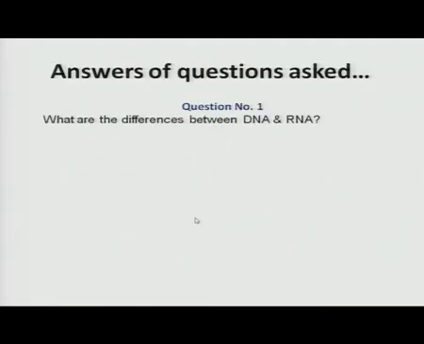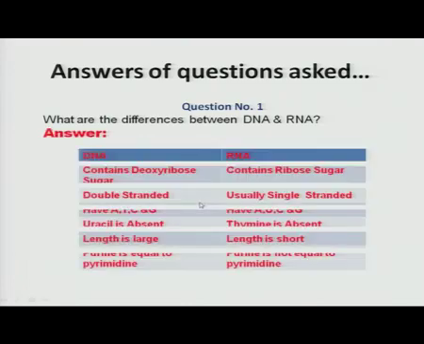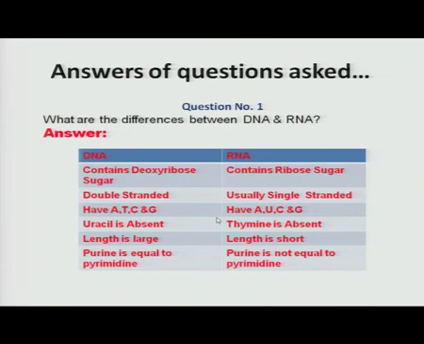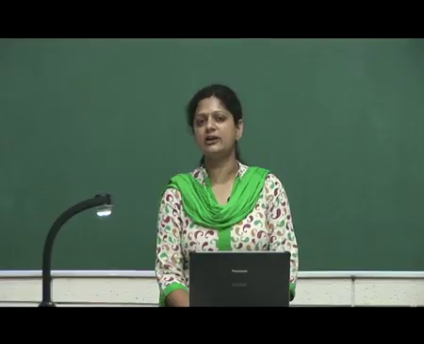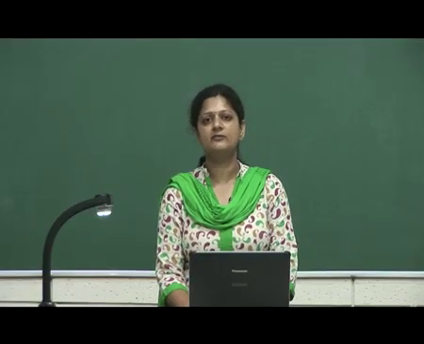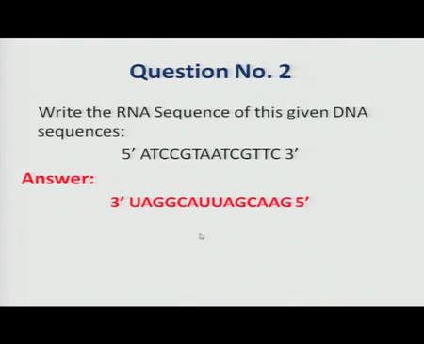In my last session, I asked some questions. What are the differences between DNA and RNA? So, these are the differences. The other question which I asked in my last session: you need to write the RNA sequence of the given DNA. Instead of writing T, you have to write U, because RNA does not have thymine nucleotide, it has uracil nucleotide. So, the answer is this.